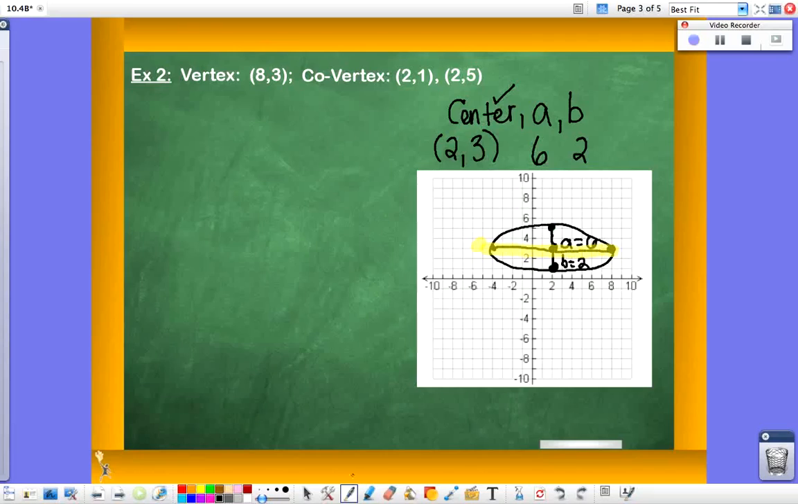So let's go ahead and write our equation. Remember, your x's always go first, then your y's, and it's always equal to 1.